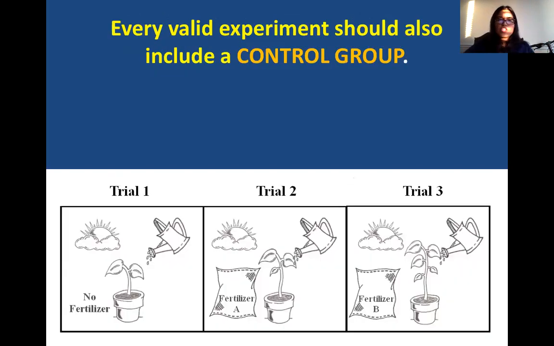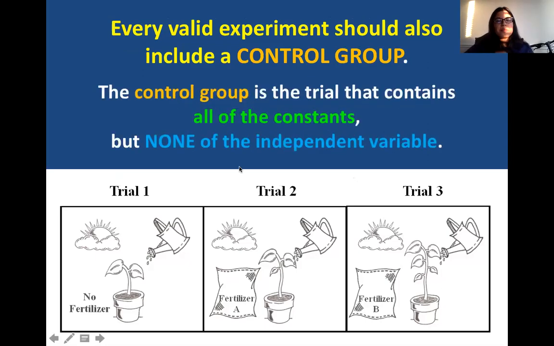Okay, control groups. So every experiment needs a control group, and on the APES exam, they want you to have at least 3 different groups so you can have valid results. So your control group is the trial that has all constants, but none of the independent variable.